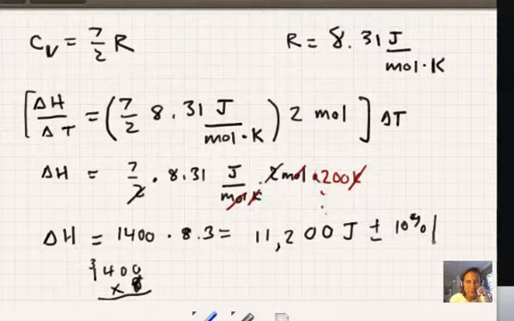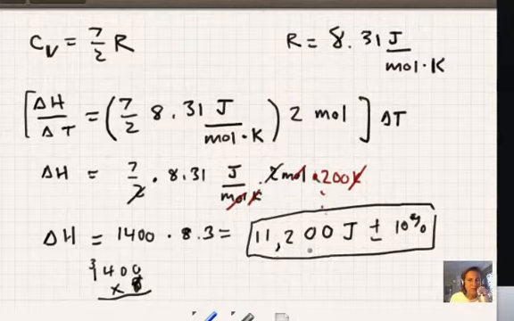This is within Pete's limit of error for doing the calculations. It takes roughly 11,200 joules to raise the temperature up to 400 degrees.